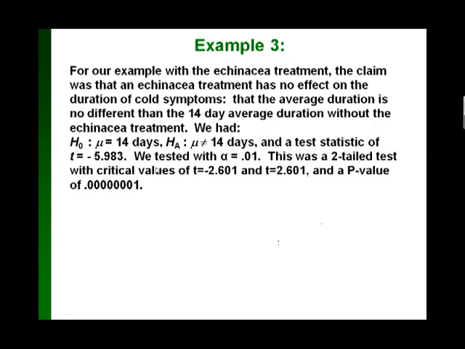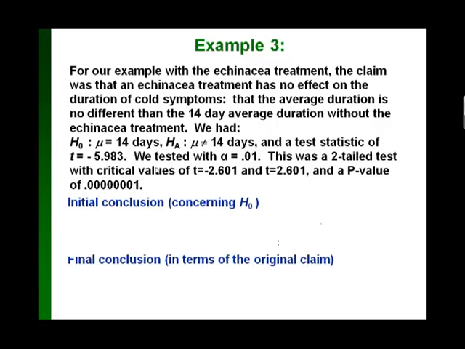In this one, we ended up with a very, very small p-value. So when we look at our initial conclusion that has to do with the null hypothesis, our p-value is this very small number. Our alpha was 0.01. When we compare those two, the p-value is definitely going to be smaller than alpha. So this says that our conclusion would be to reject the null hypothesis.